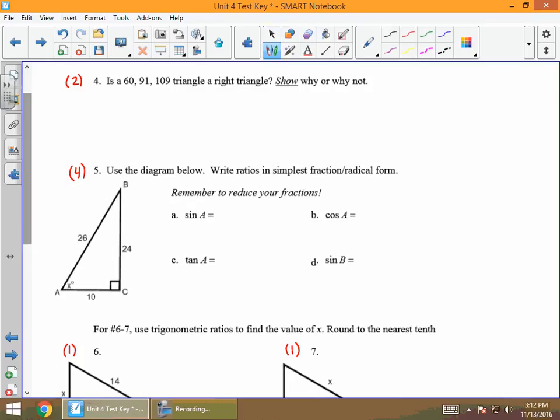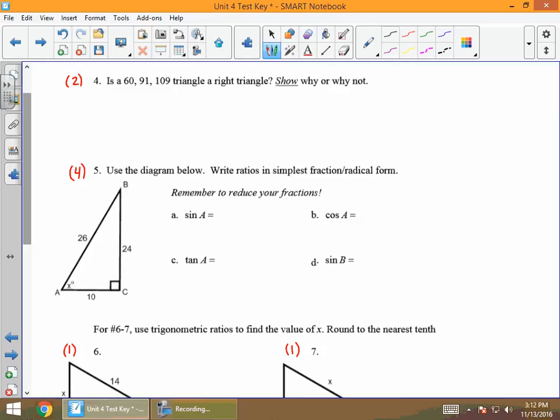It wants to know, is 60, 91, and 109 a right triangle? These are the lengths of sides. Notice that there are no degree measures on them. So these are the length of sides. And it just wants to know whether this is a right triangle or not.